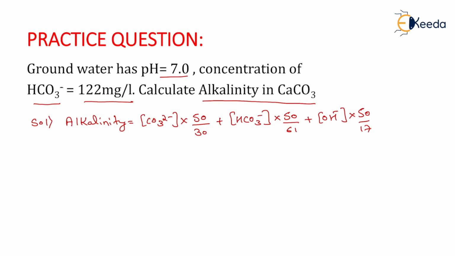Now from pH we can determine the pOH. If pH is equals to 7, then pOH will be equals to 14 minus 7, which will also be equals to 7. Okay, now we know the formula of pOH, which will be equals to minus log with base 10 concentration of OH negative ion. Now if we put here pOH equals to 7, then concentration of OH negative comes out as 10 to the power minus 7 moles per liter.